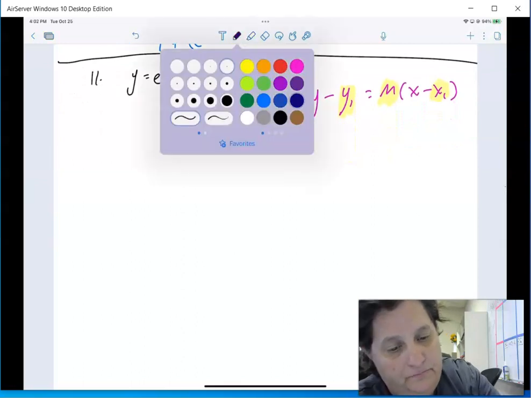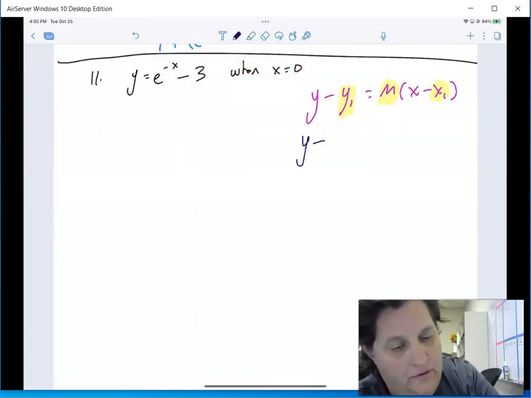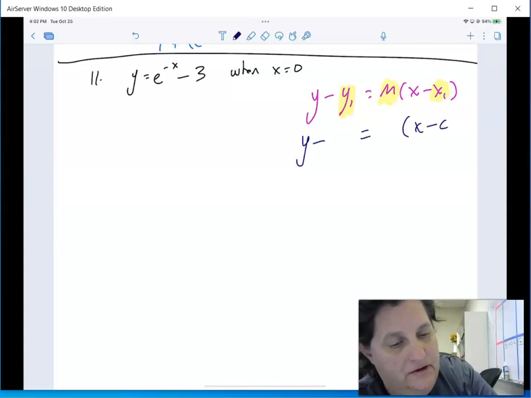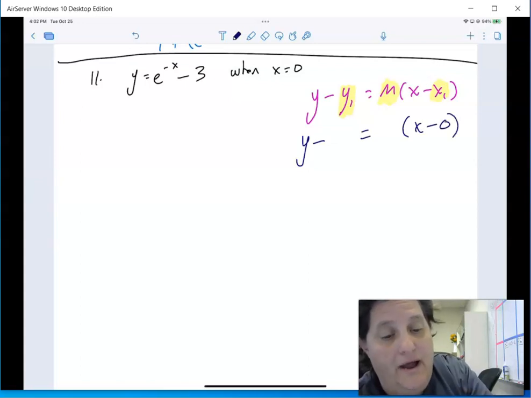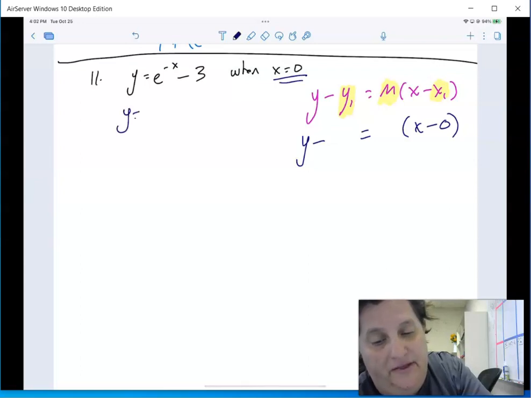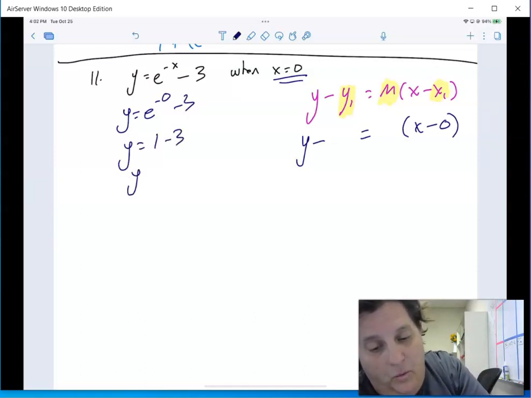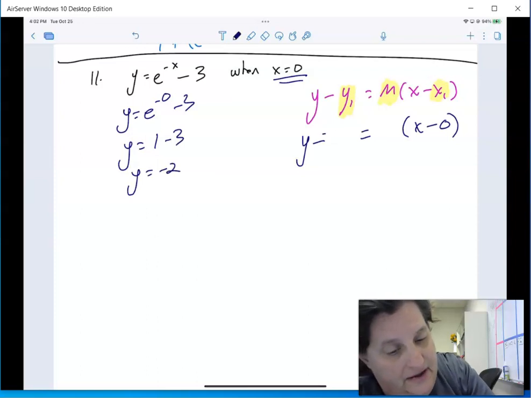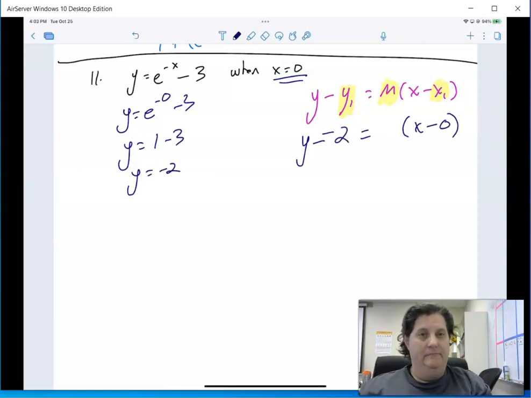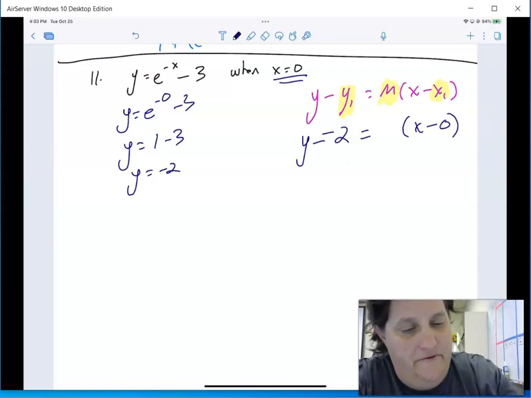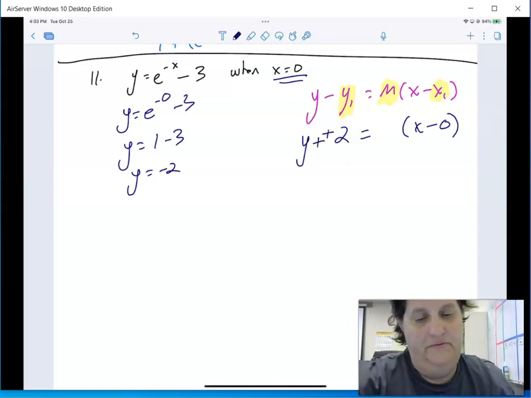I don't know what y1 is yet. I don't know what m is. I know x1 is 0. The way I find the y value is I plug this in. Anything to the 0 is 1. 1 minus 3 is negative 2. So minus negative 2, you can leave it, or you can put plus 2 if you want.